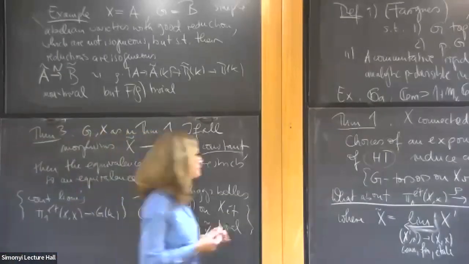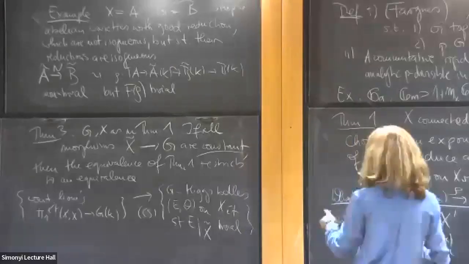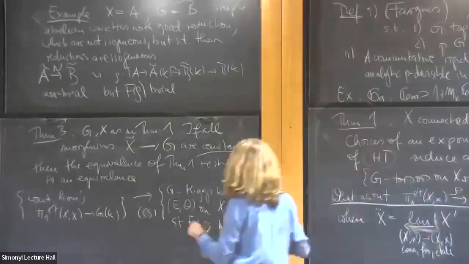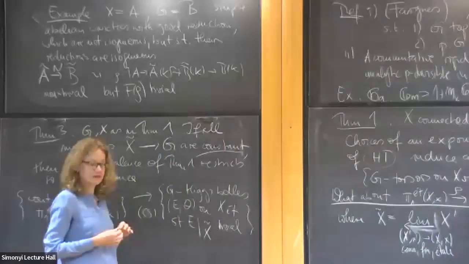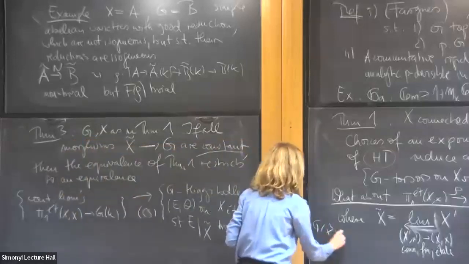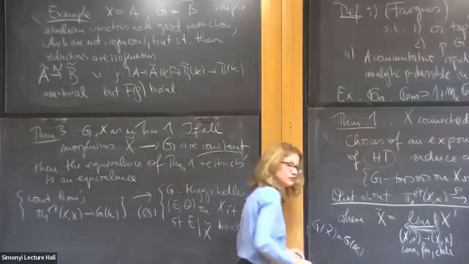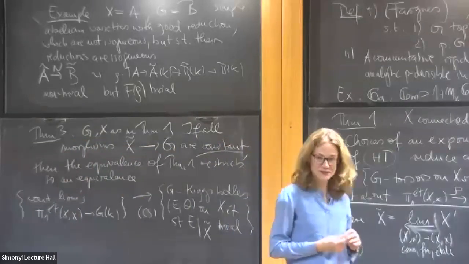Is your assumption that the morphisms are constant, or locally constant? What do you mean? In the theorem, I really mean constant, going through a point. For me, everything is connected.